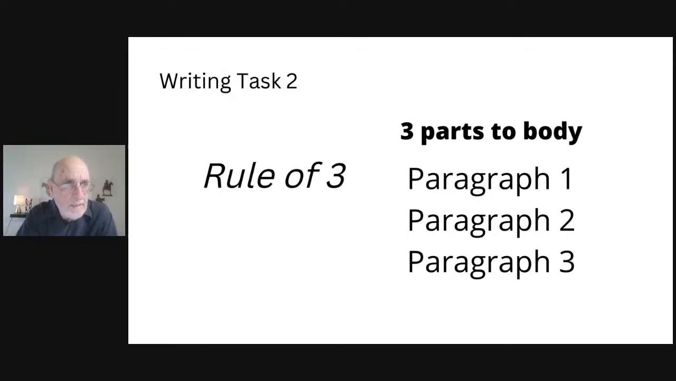And I think this is the best structure to use for writing task 2, because it will give you a total of 5 paragraphs. You'll have your introduction, then you'll have 3 paragraphs in your body, and you'll have your conclusion. And one of the great things about having a 5-paragraph essay is it takes one worry completely away from your writing, and that is counting the words. Because in writing task 2, you have to write an essay of 250 words.